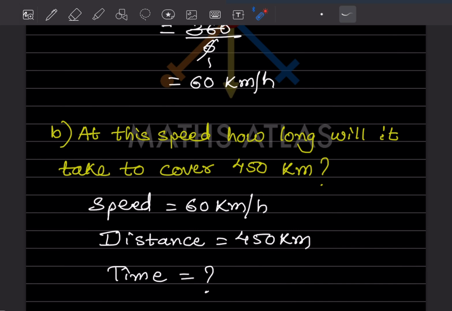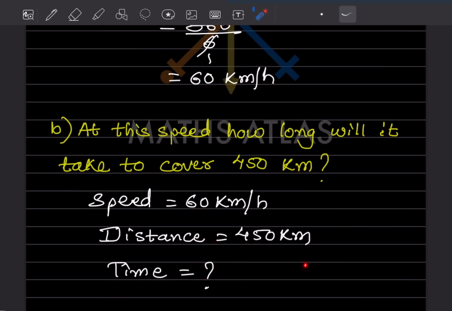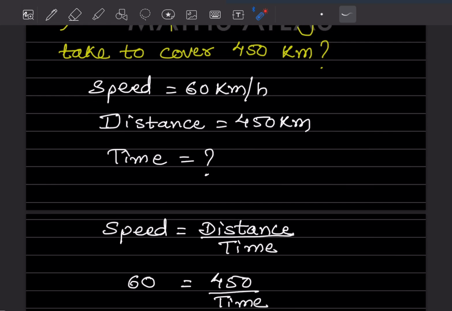Whatever speed we got, at this speed, how long will it take to cover 450 kilometers? Speed is given here, the same. Distance is given, because to cover this means distance. And now here we need time. But as I said earlier, we don't have to learn a separate formula for the time. We'll write the same formula, speed is equal to distance by time. In place of speed, we'll write here 60. In place of distance, we'll write here 450. And the time we will keep as it is.